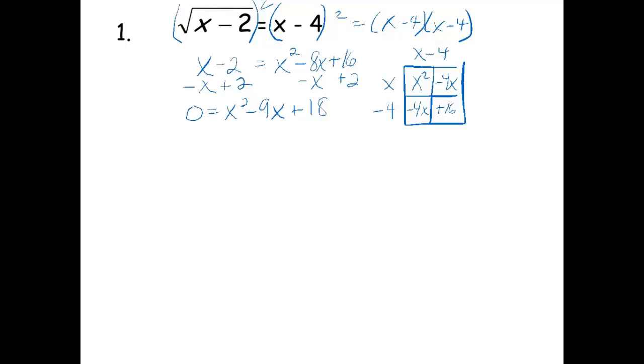Do any numbers multiply to 18 but also add to negative 9? So 6 and 3 multiply to 18. To make them add up to negative 9, we could use negative 6 and negative 3. So that's what I'm going to use. x minus 6 times x minus 3. And now that that's set equal to 0, here we would know that x would equal positive 6, or x would equal 3.